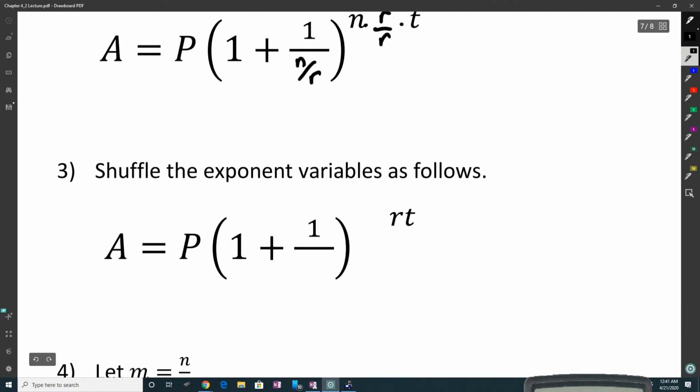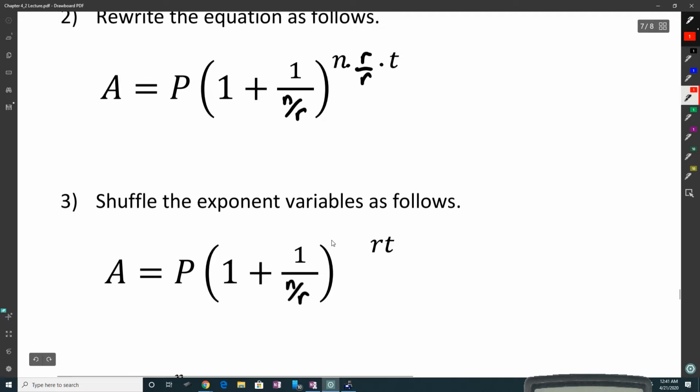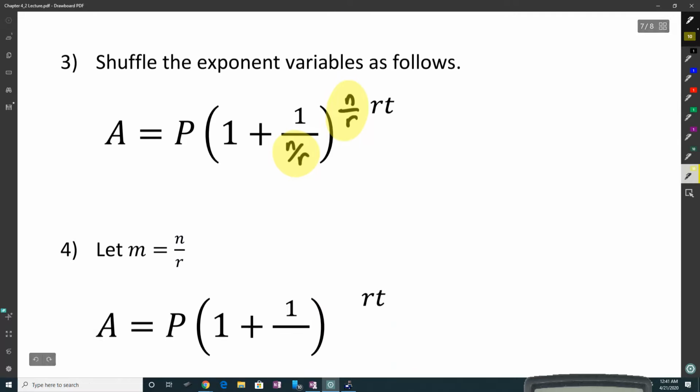All right. Now, I still have 1 over n over r here. And up here in the exponent, I'm going to get these 2 and put them together. So notice that now I have the same variable, n over r, n over r. I changed the name. Instead of saying n over r, let me call it m.